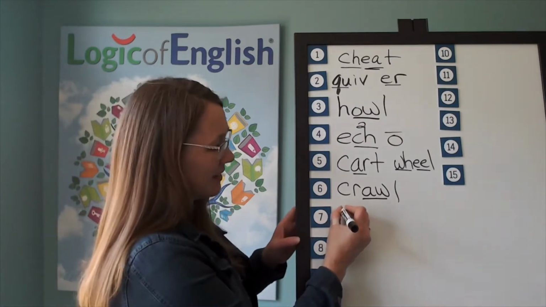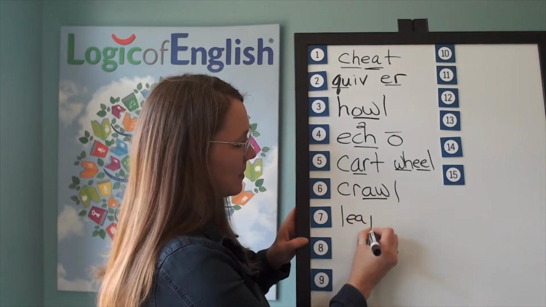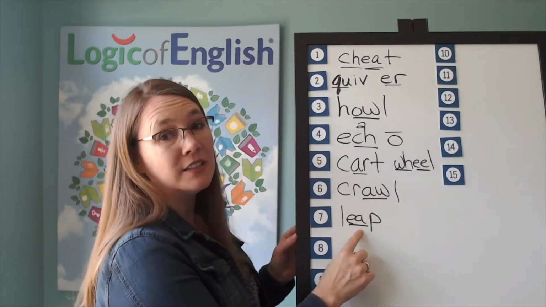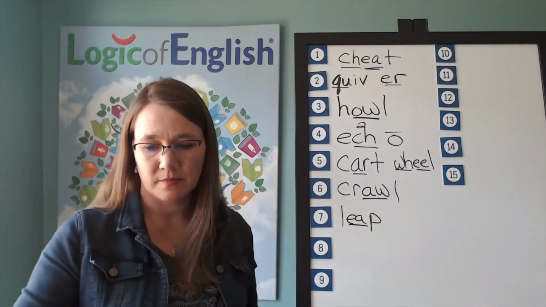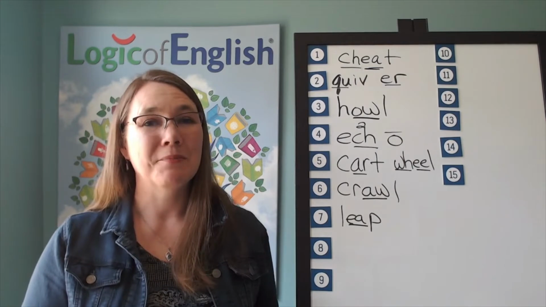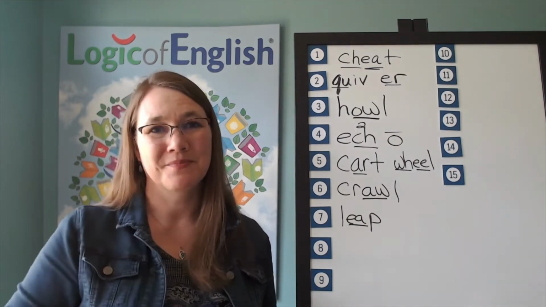Excellent. Help me to write it. Ul, e, p. And how will we mark it? We'll underline the e. Let's read it. Ul, e, p, leap. The next word is melt. The snow will melt soon. Melt. Go ahead and say melt.